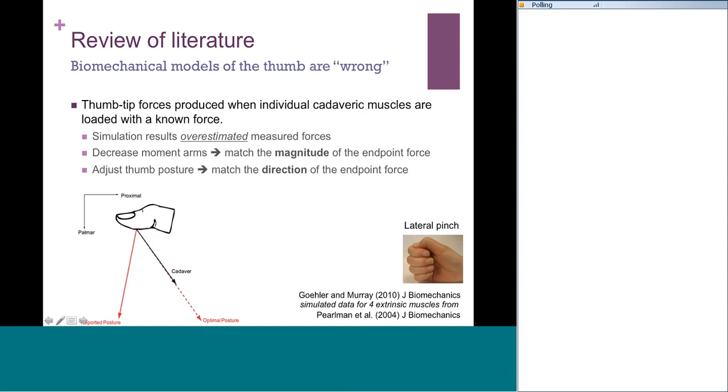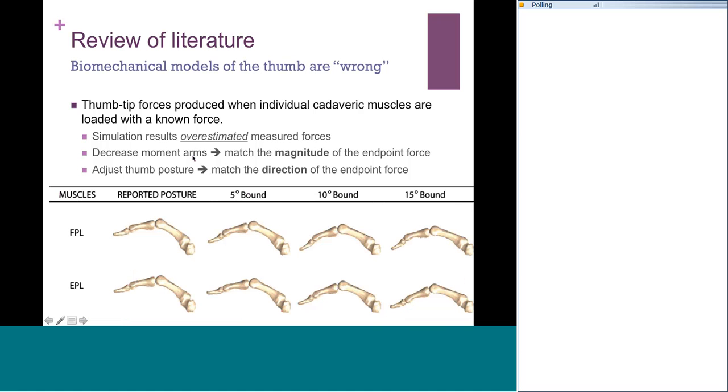And here we're seeing the results for the FPL. Here's some cadaveric data, and you can see that in the reported posture from the study, we have an endpoint force vector for the FPL that is misdirected and larger than the cadaveric results. And what we found was that by adjusting the thumb posture slightly and allowing there to be some variability in the individual joint postures, we could better match the optimal posture, or better match the direction of the endpoint force. But we couldn't match the magnitude by adjusting thumb posture. We had to decrease the moment arms. So here's a summary of some of that work we did.